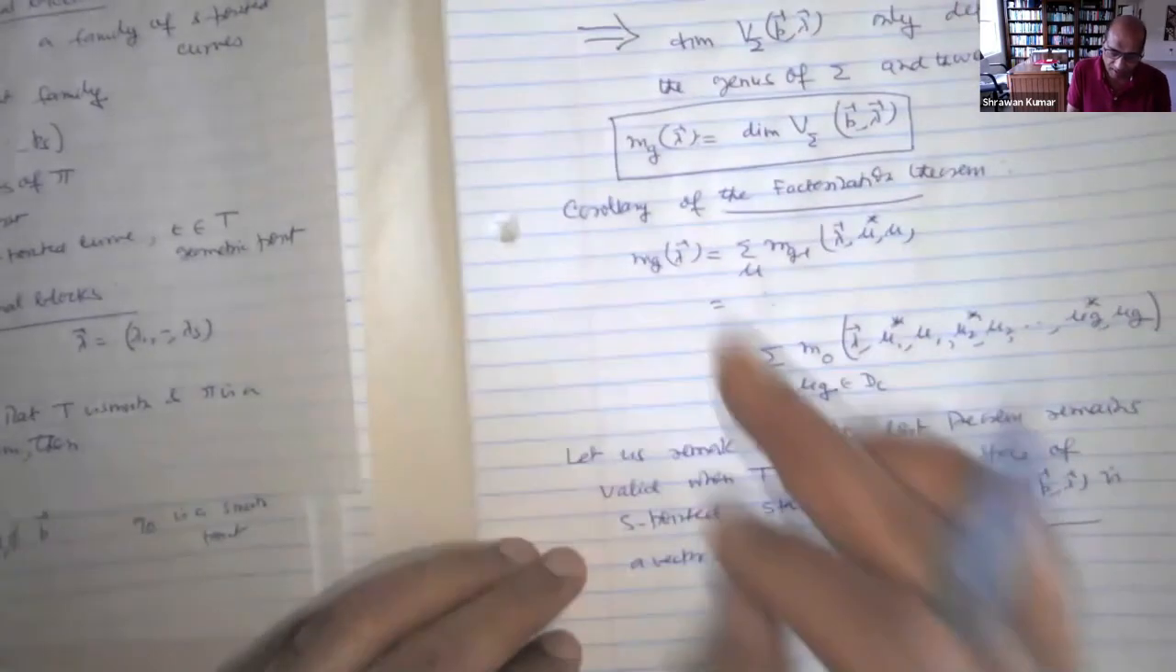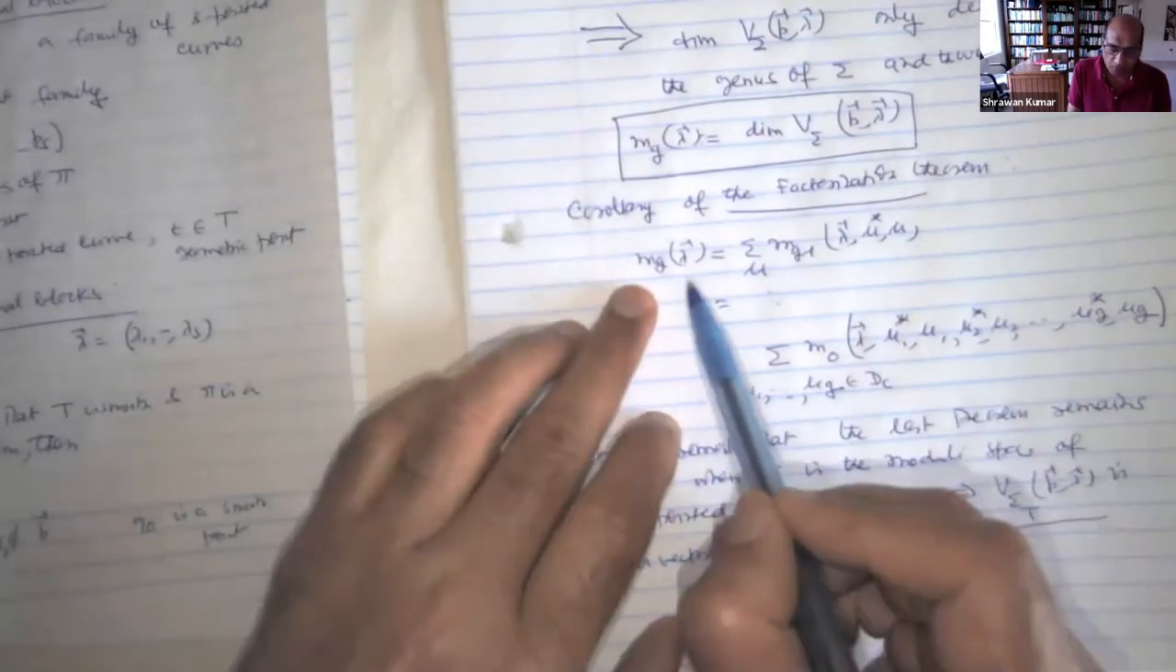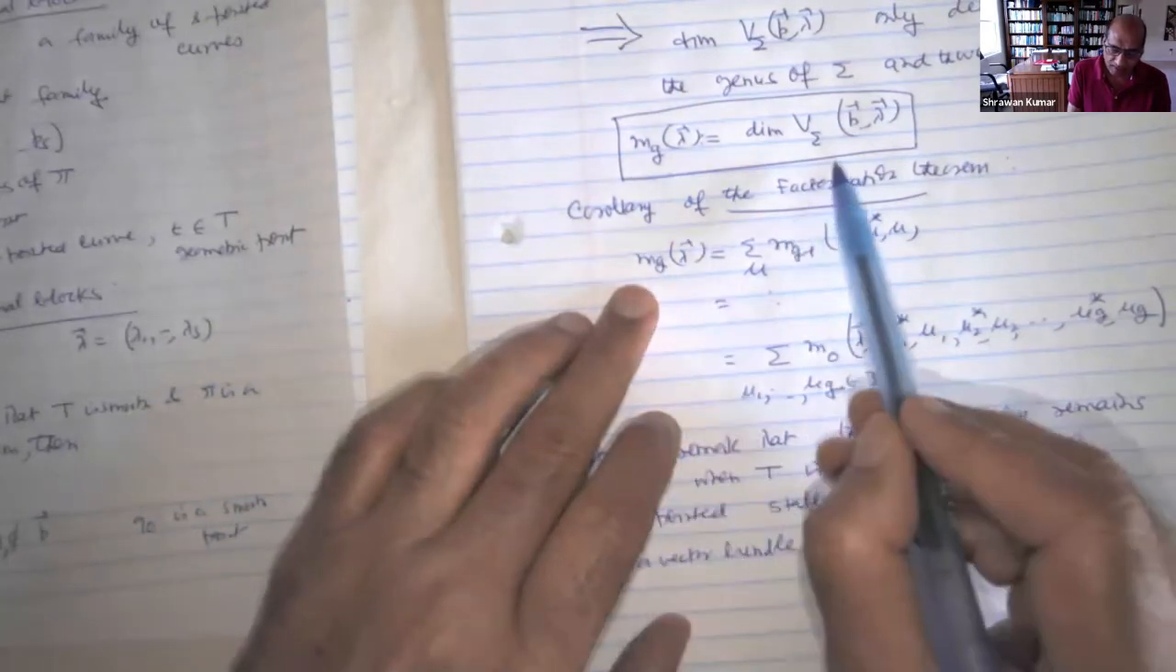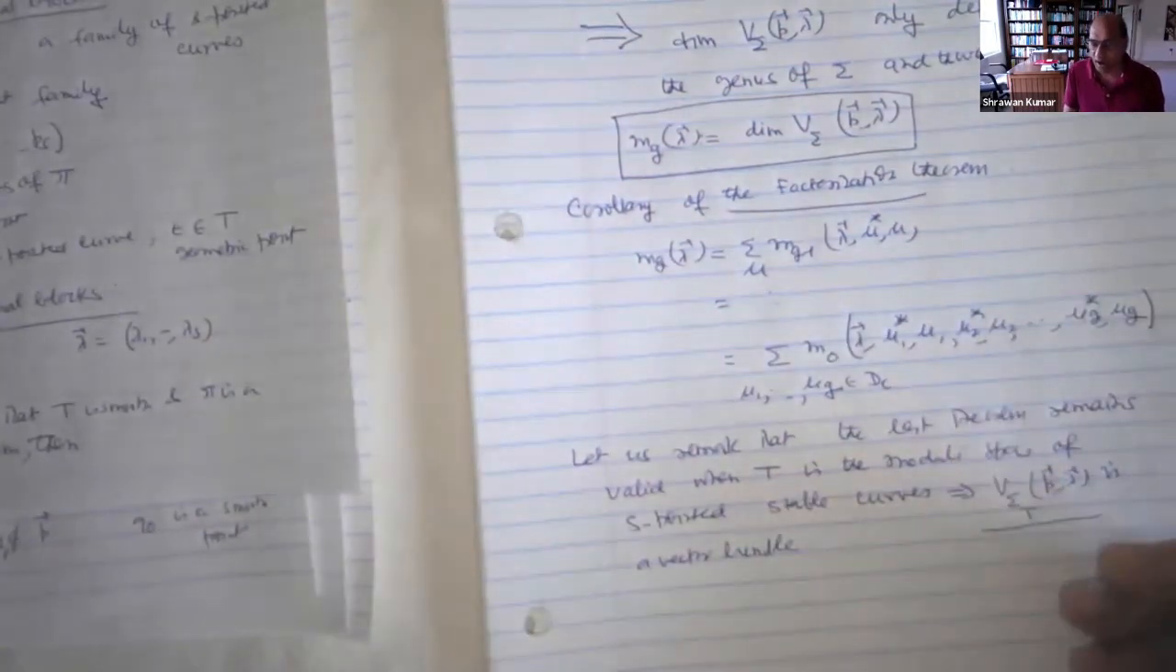Okay, very good. So now let's summarize what we have done. From calculating the dimension of the conformal block for a genus g curve, we have reduced the problem to a genus zero curve, but with many more points. So we have added two g points.